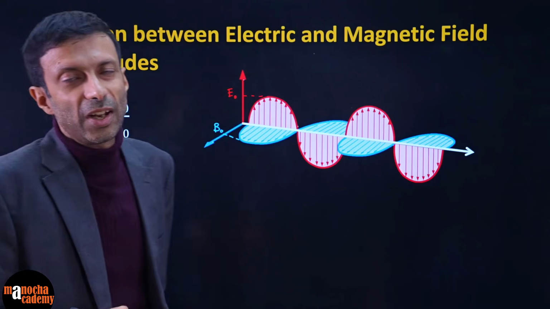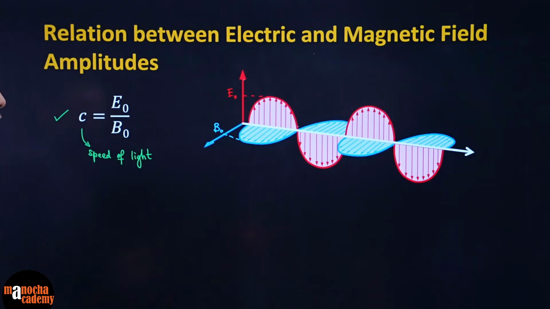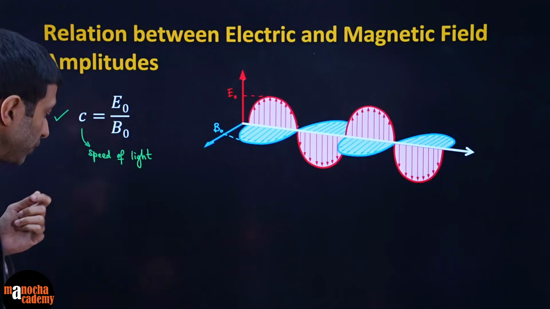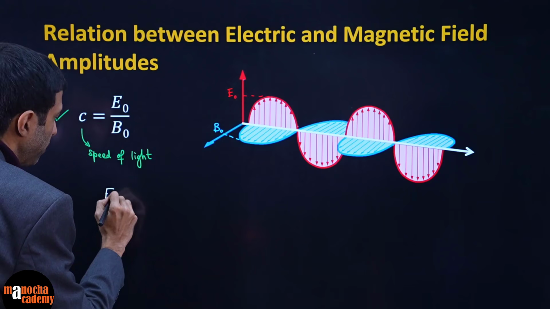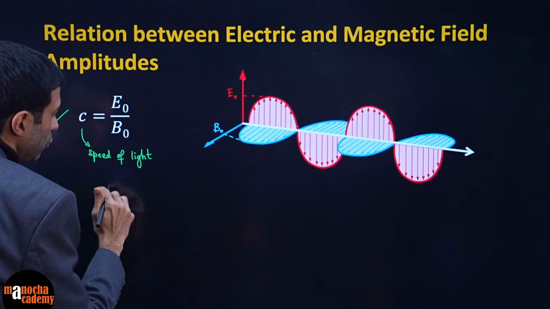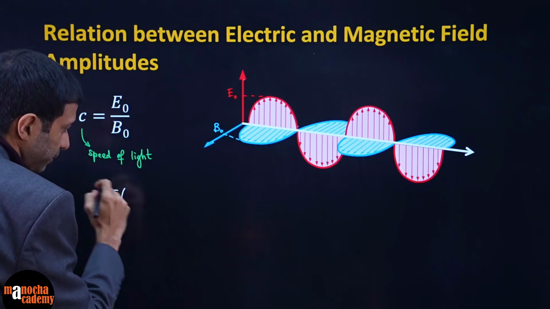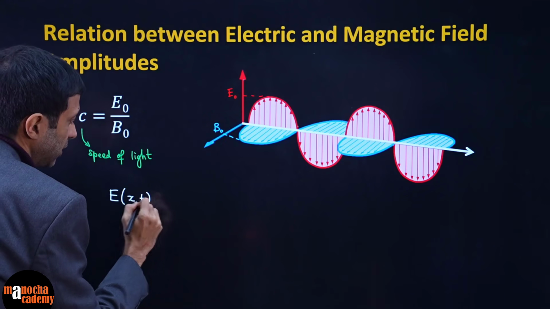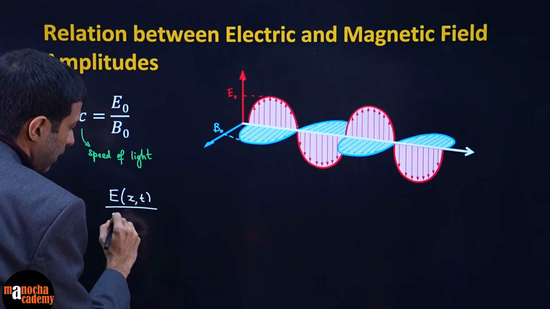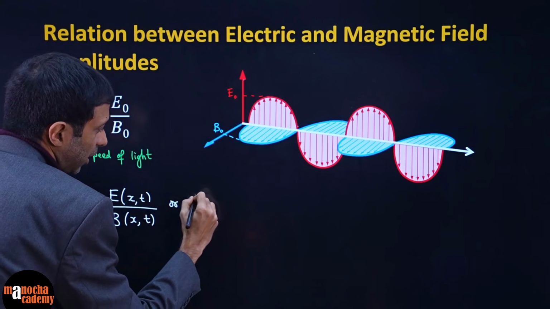So everybody please write down this very important formula. E naught by B naught. Now suppose in the exam they ask you what is the ratio between E and B at a particular instant. So suppose I say electric field at a particular position and an instant, right? And same way for this. So they can give it to you like this, or they can simply ask you the E by B ratio.